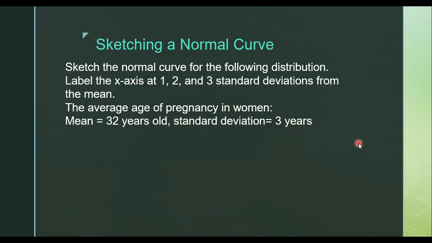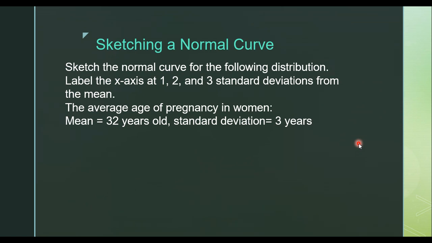Okay, so sketch the normal graph for the following distribution. Label the x-axis at 1, 2, and 3 standard deviations from the mean. So I know I got to do all 3. So here's some data for the average age of pregnancy in women. The mean is 32 years old, so on average, a woman's about 32 years old when she's pregnant, and the standard deviation can be 3 years.